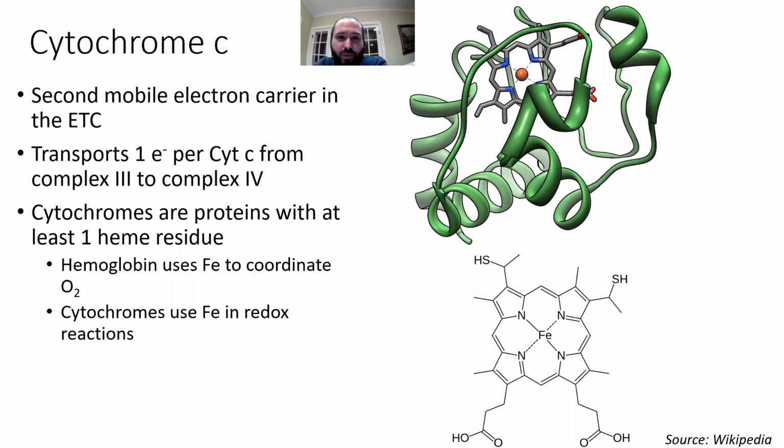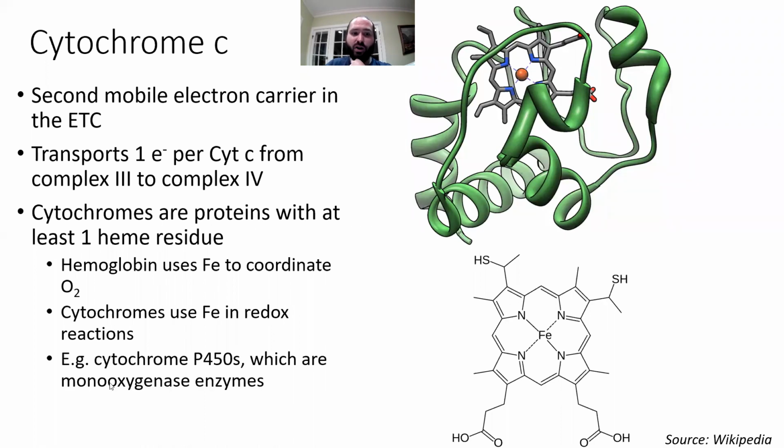Gotcha. Anybody heard of cytochrome P450s? Cytochrome P450s. You're saying 450? Yep, 450. Okay. Cytochrome P450s are another example of cytochromes. These are monooxygenase enzymes. In other words, they oxidize their substrates.